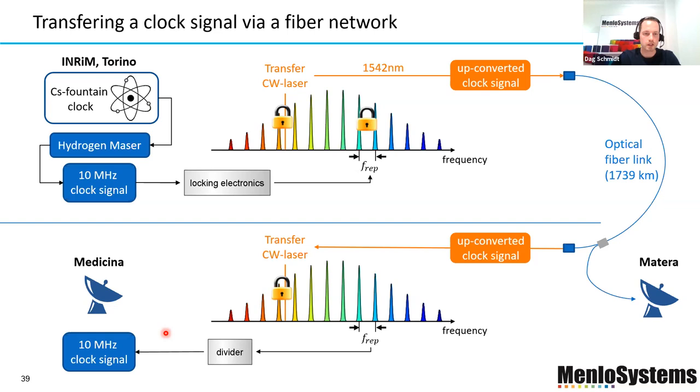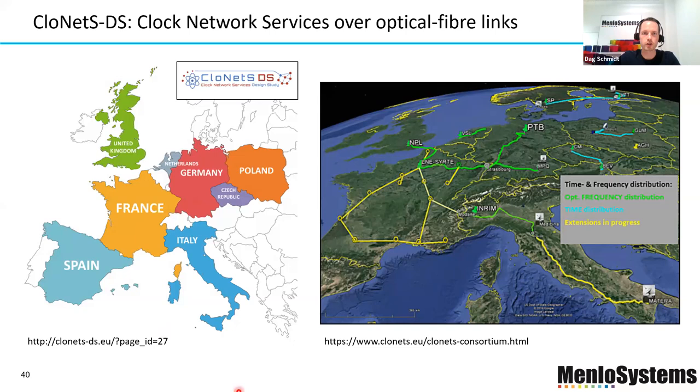All right, but not only astronomers in Italy are interested in this fiber link technique, the whole of Europe is, and that's why there is the so-called CLONETS network, the clock network service of optical fiber links. As you can see here on the right side, for example, the Physikalisch-Technische Bundesanstalt in Braunschweig is connected to the Max Planck Institute in Garching.